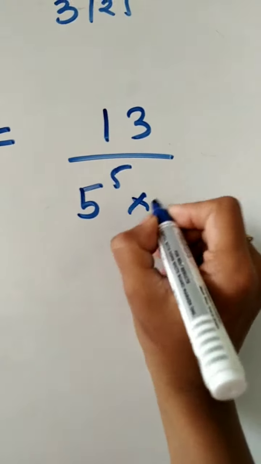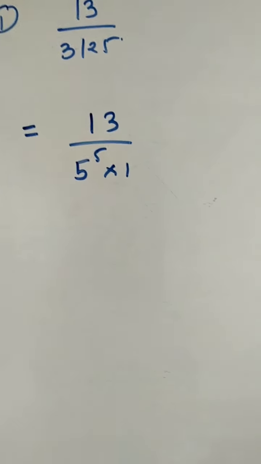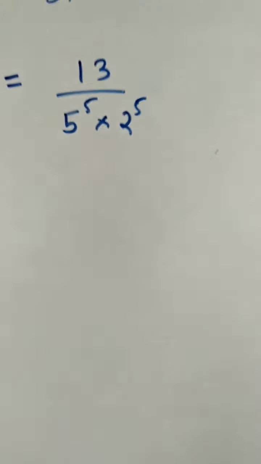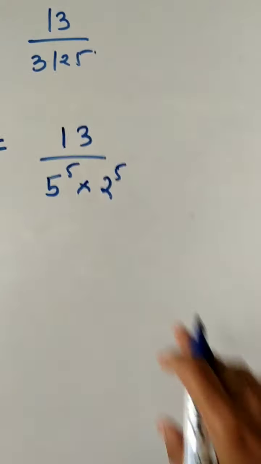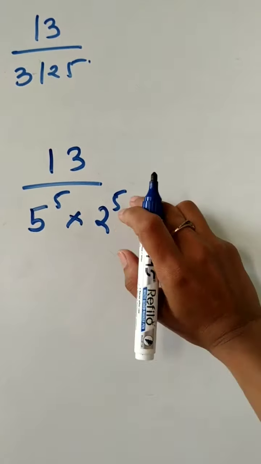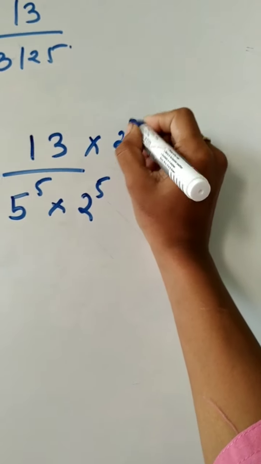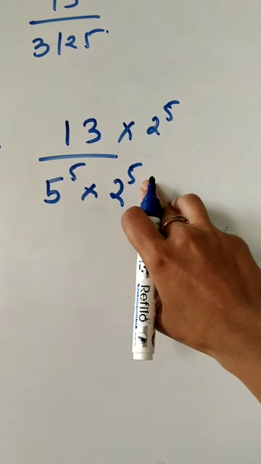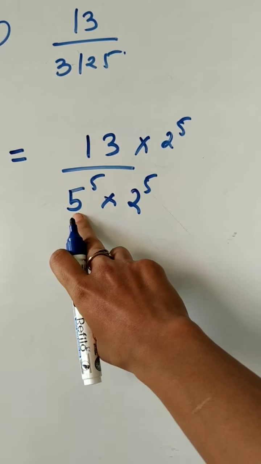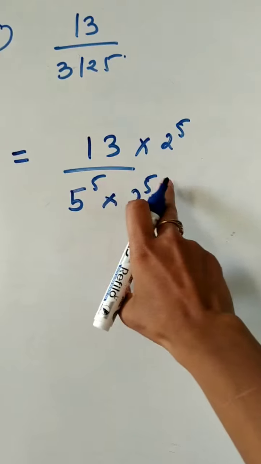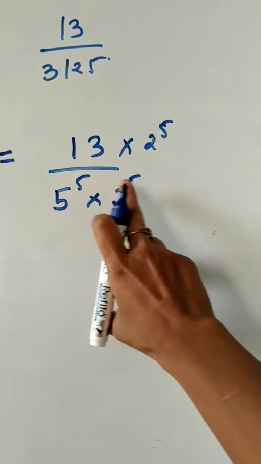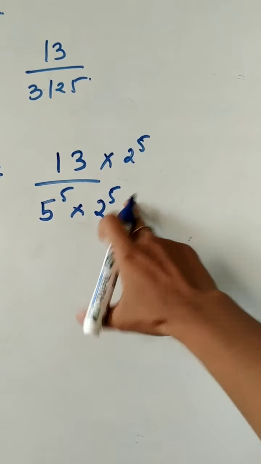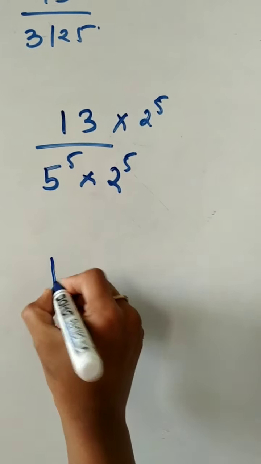Here we can see 1 is over there, but what will we do? We will write 2 raised to 5 ourselves. If we have multiplied 2 raised to 5 over here, we will multiply 2 raised to 5 over there. Many questions will arise: why 2 raised to 5? Because 5 into 2 will become 10 and the power should be the same. So whatever power is here, we have to make it the same, in the form of 2 raised to 5. See the further process.